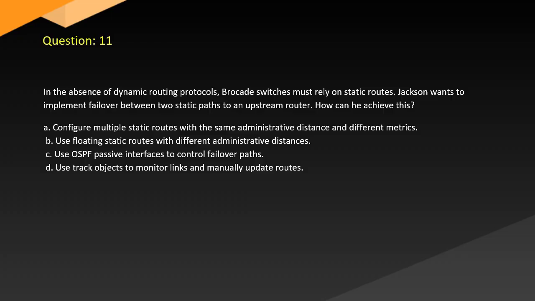Question 11. In the absence of dynamic routing protocols, Brocade switches must rely on static routes. Jackson wants to implement failover between two static paths to an upstream router. How can he achieve this? A. Configure multiple static routes with the same administrative distance and different metrics. B. Use floating static routes with different administrative distances. C. Use OSPF passive interfaces to control failover paths. D. Use track objects to monitor links and manually update routes.